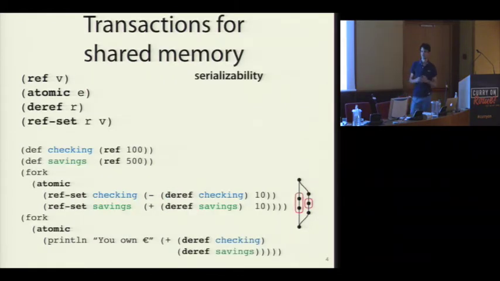Secondly, transactions are a mechanism that allow a memory to be shared between threads. And software transactional memory provides four constructs. A ref creates a transactional variable with initial value v. Atomic encapsulates one or more expressions in a transaction. And then in that transaction, you can use dref and refset to read from and write to transactional variables. The syntax I use here is based on Clojure, but the semantics are similar both to Clojure and Haskell, as well as other STM systems.